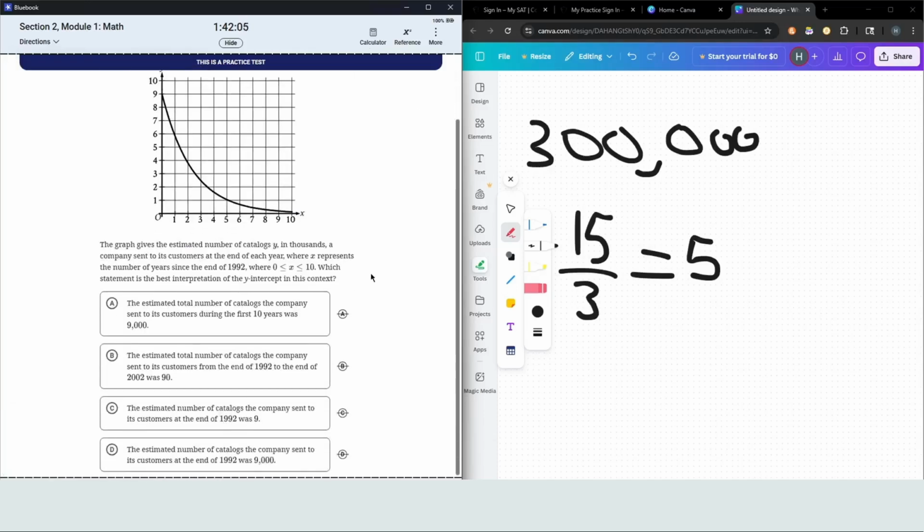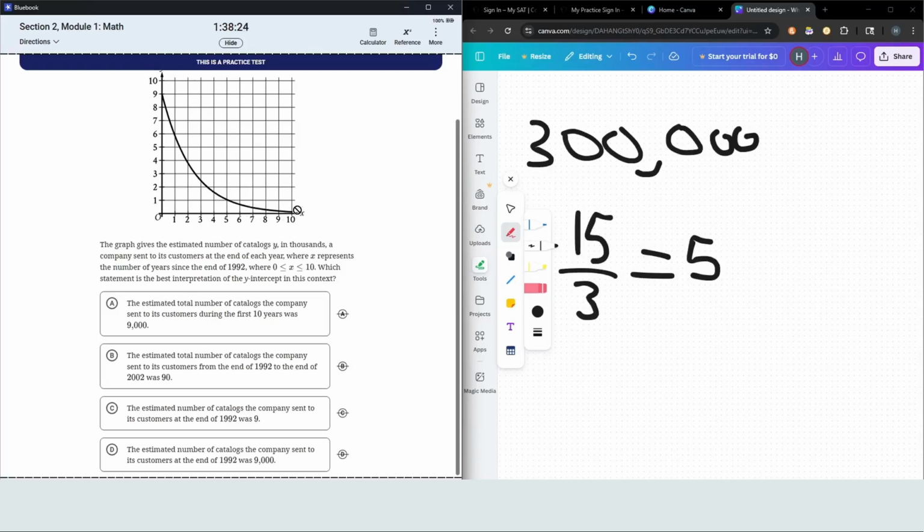Question 15. The graph gives the estimated number of catalogs Y, in thousands, a company sent to its customers at the end of each year, where X represents the number of years since the end of 1992, where X is in between 0 and 10. Which statement is the best interpretation of the Y-intercept in this context? So X represents the number of years since 1992. So this is 10 years since 1992, 9 years, 8 years, 7 years.